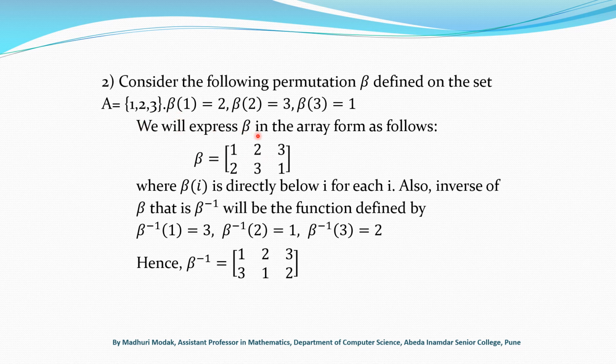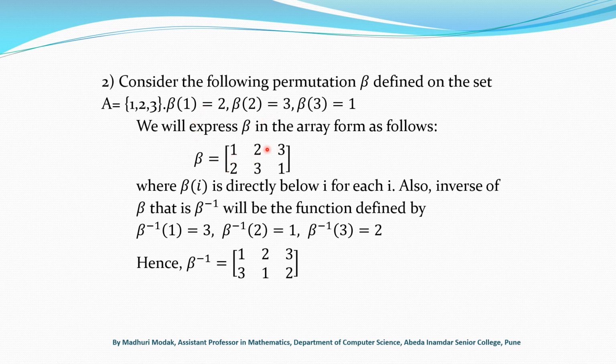Now, how to write beta in the array form? Similar to previous case, 1, 2, 3, that is domain, we write in the first row, and below that you have to write their images, as beta of 1 is 2, beta of 2 is 3, and beta of 3 is 1.